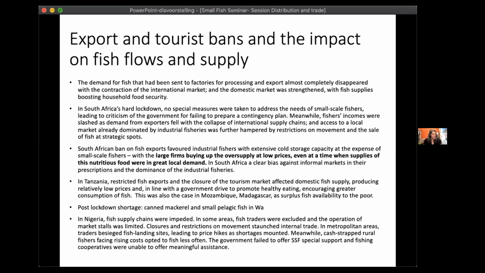Some of the findings in Ghana indicated, and I know there are much deeper and more extensive findings in some of the presentations on Ghana, that canned mackerel and small pelagic fish were in shortage in WA. The same in Nigeria, in terms of the fish traded, excluded from markets, stalls, and metropolitan areas. I think that was said already.